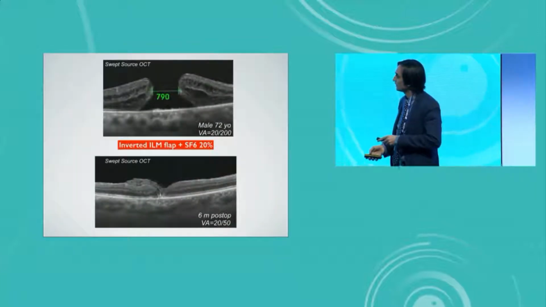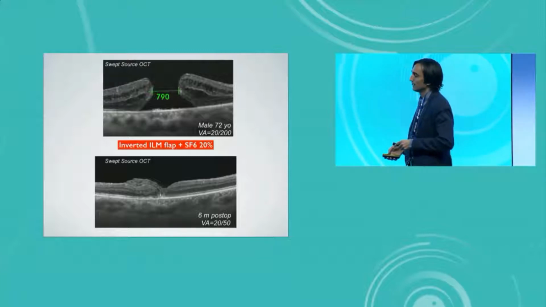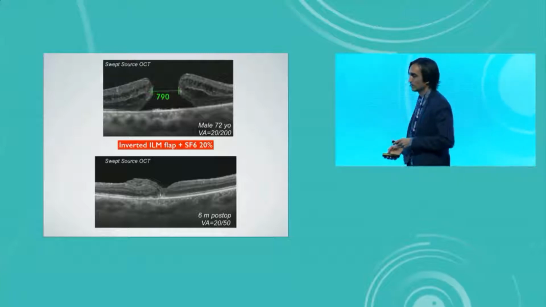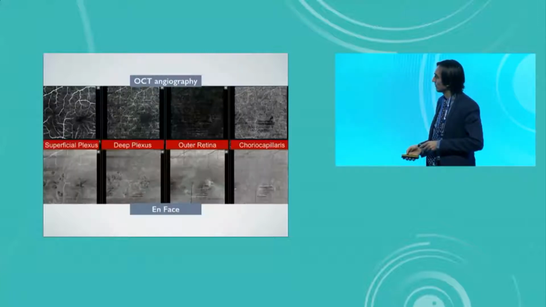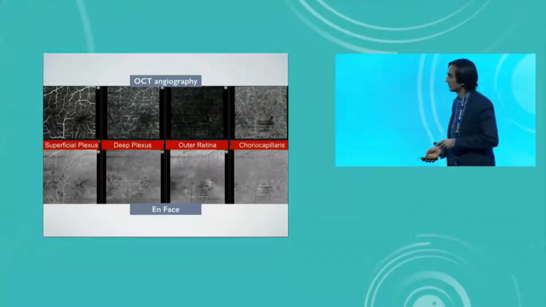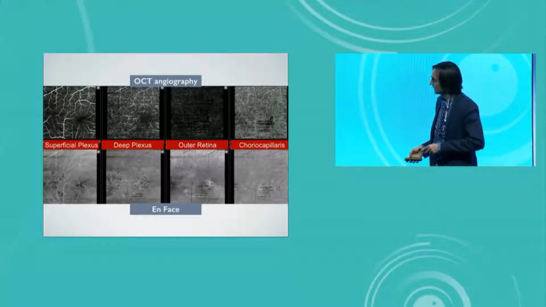Another case that was managed with an inverted ILM flap technique because the hole was very large, and we had a failure in the previous surgery. And after surgery, we observed this tissue, the flap inside the macular hole bed, and we imaged the patient as well with OCT angiography and en face, and we could observe these changes at the level of the macula.